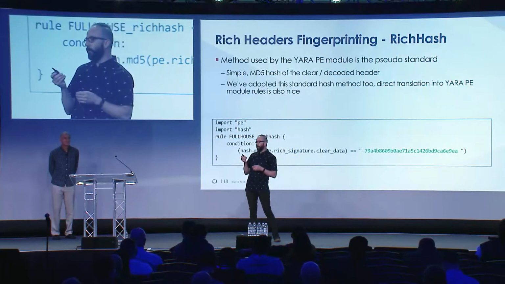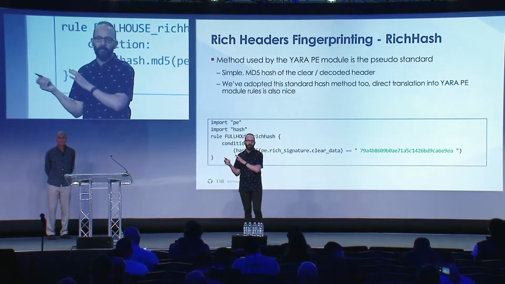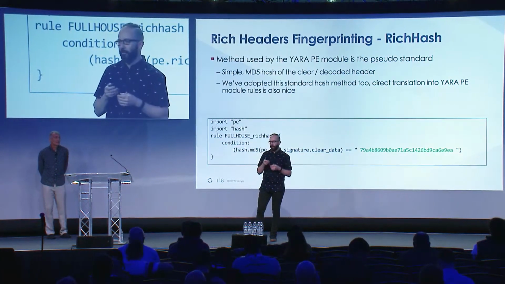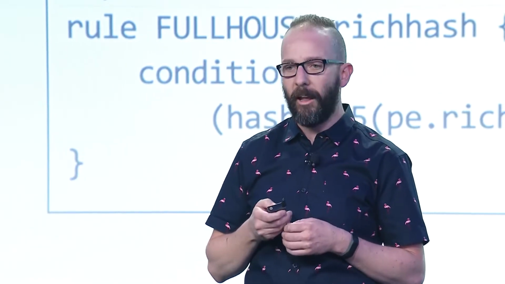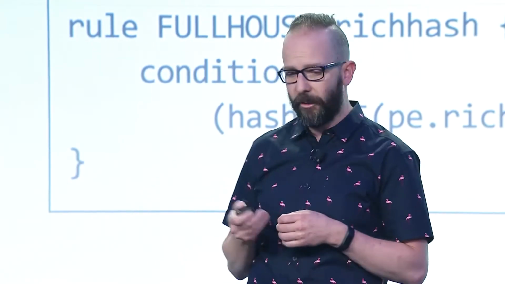So we mentioned before that if we take the clear version of the rich header as we've extracted it and we simply hash it, that hash is what we refer to as a rich hash. And it's become a bit of a de facto pseudo standard that we use. So for example, the YARA PE module now can simply take that hash and you can build a YARA rule straight like that to find other related samples that share the same hash. That's really good and really effective, and we've had a lot of wins from that.